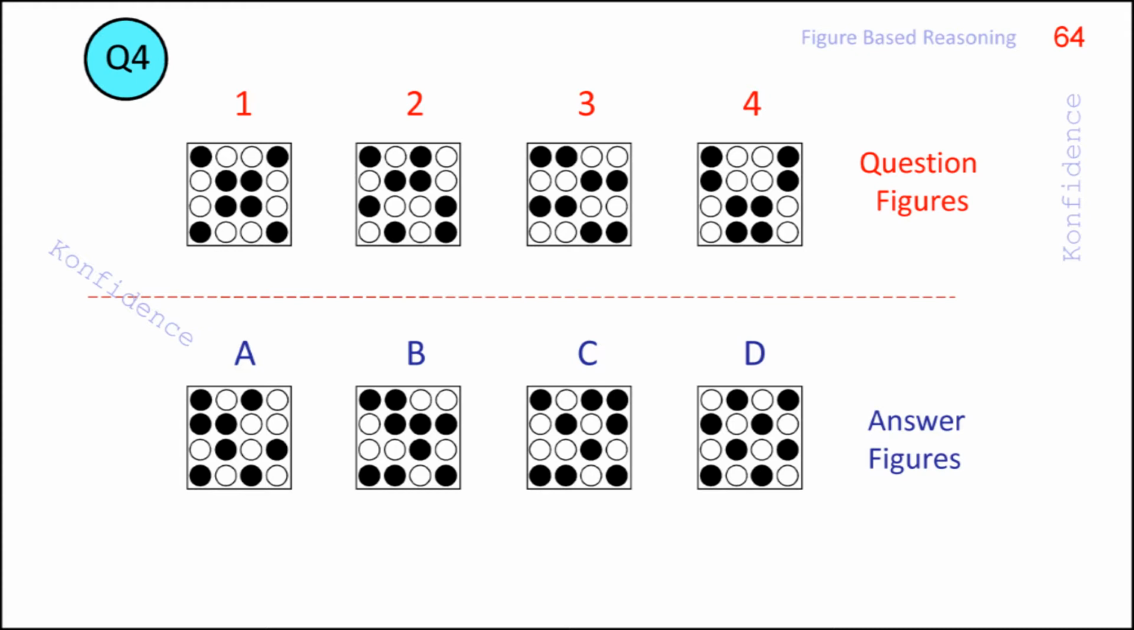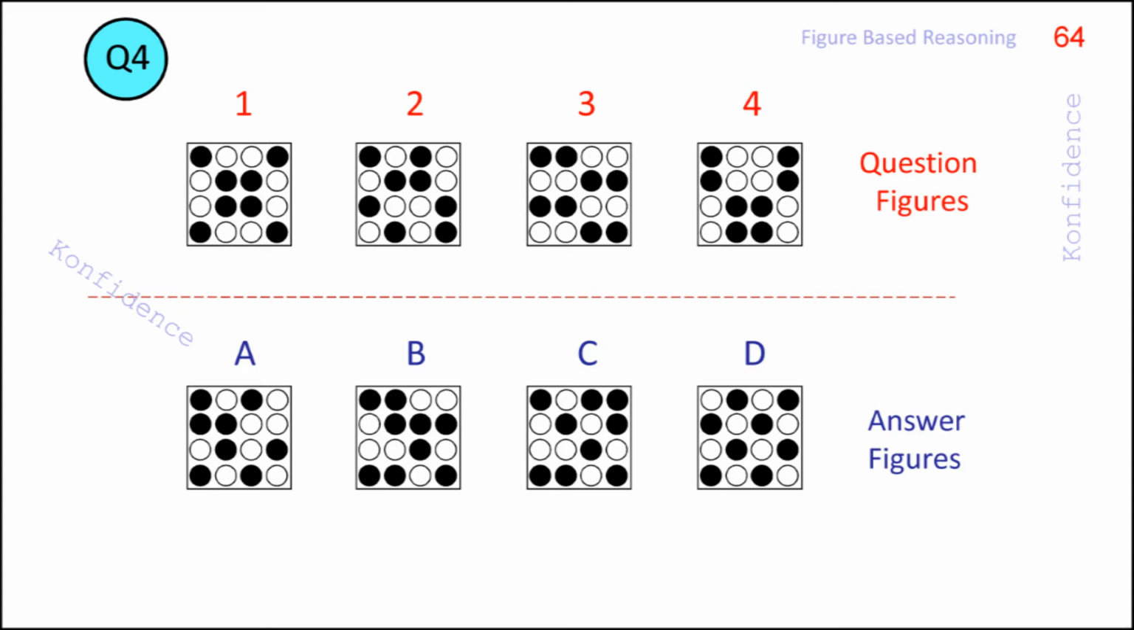Now look at the answer figures. In figure A, you can see that each row has two black circles, but column 1 has 3 black circles, so it is not possible to be the answer. In the second figure, figure B, the second row has 3 black circles, so that also cannot be the answer. In the third figure, the final column has 3 black circles, and the last row also has 3 black circles. So, figure C cannot be the answer.